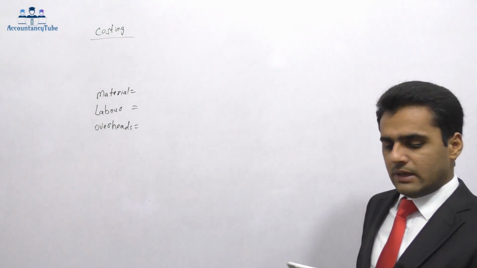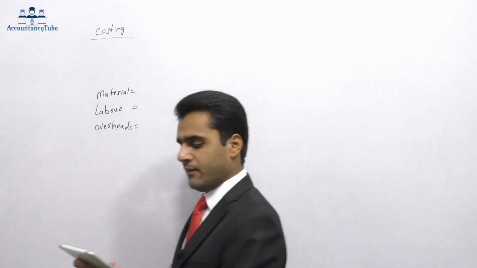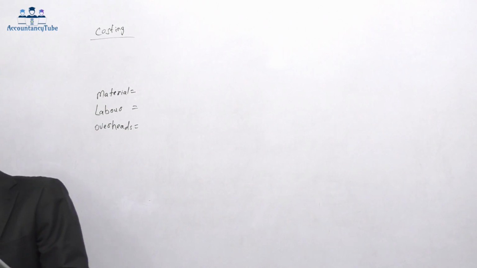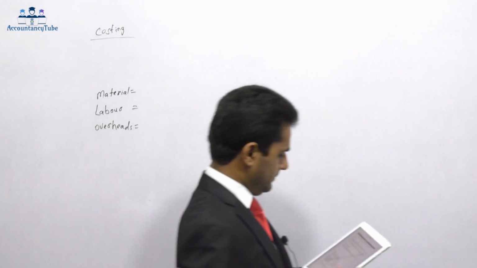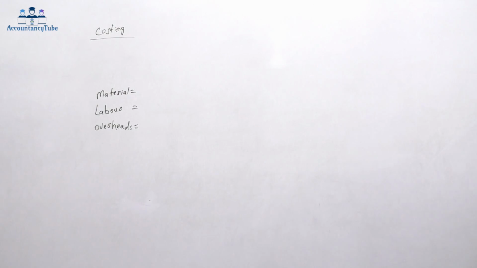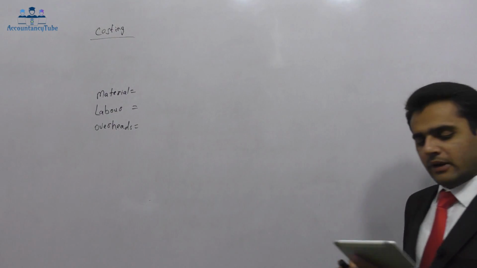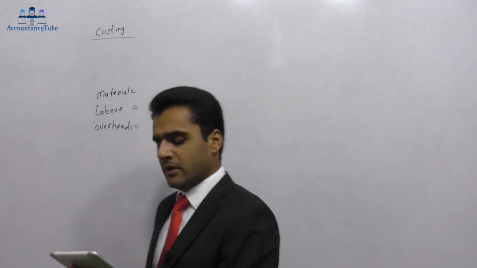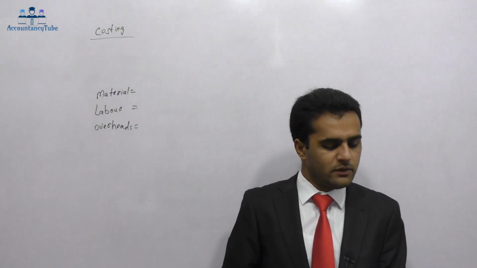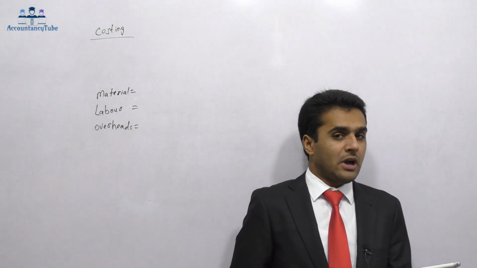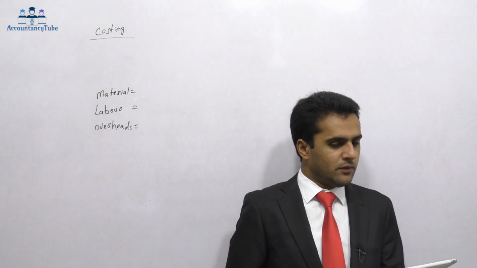So please come to page number 1 of the ACCA 5 notes. It's chapter number 1 on costing. So let's start. It says it is a process of determining the cost of units produced or services provided. Then it tells us the types of cost. One is the direct cost and one is indirect cost.